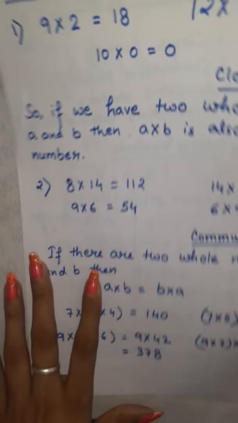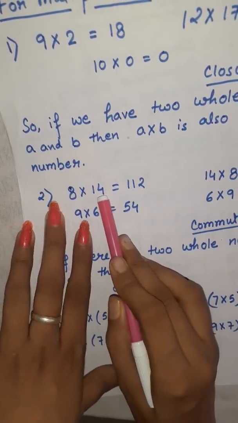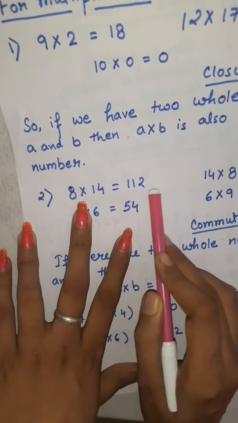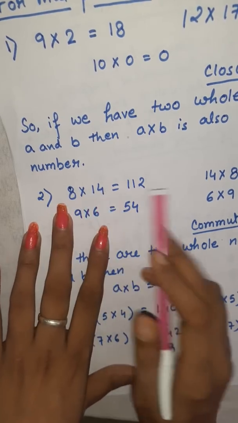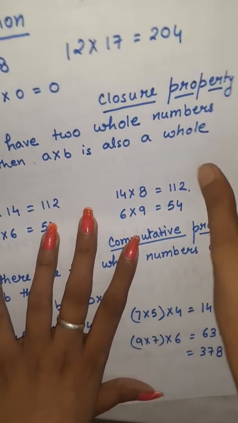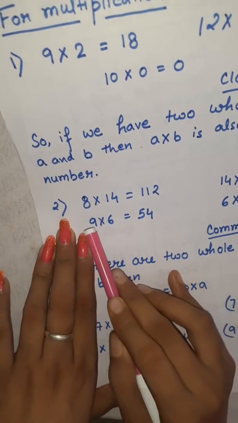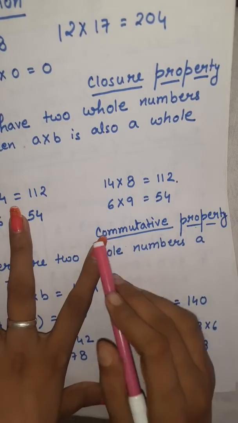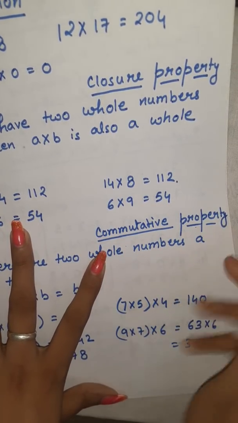Okay, let us talk about the second property. We have taken an example, 8 into 14 is equal to 112. What if we reverse the order? We multiply 14 by 8, then also we will get 112. Let us take another example. 9 6s are 54. What about 6 9s? 6 9s is also 54. And this property is known as commutative property.